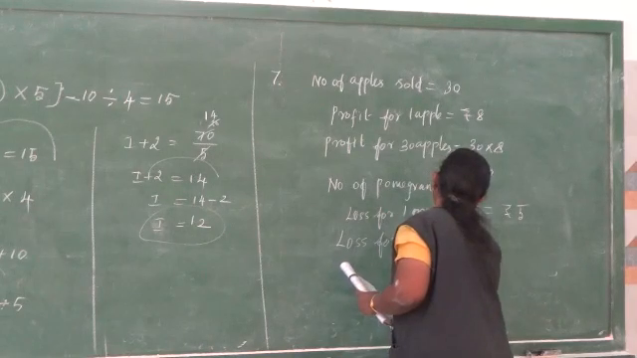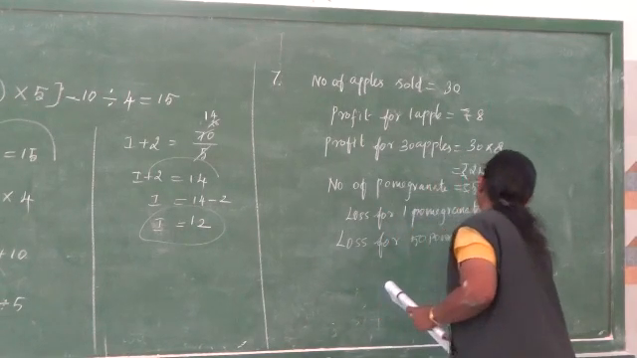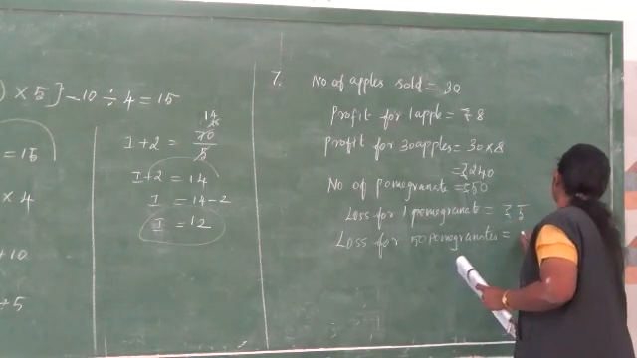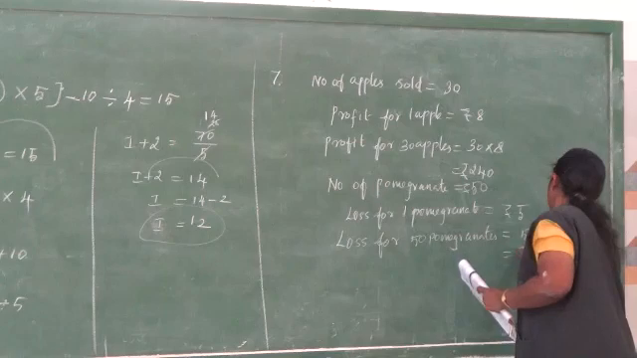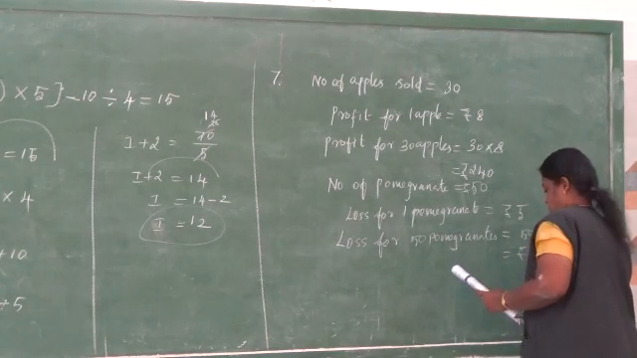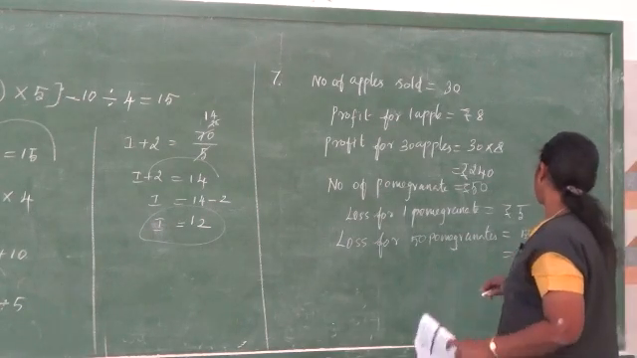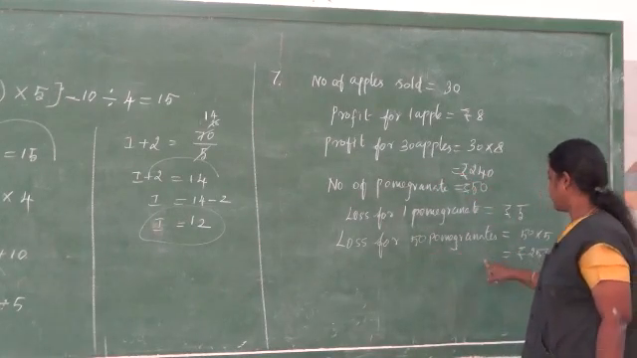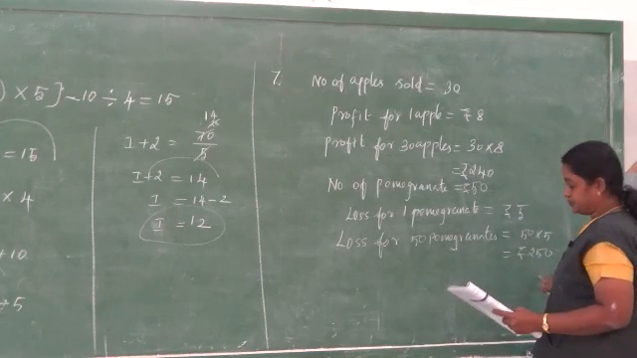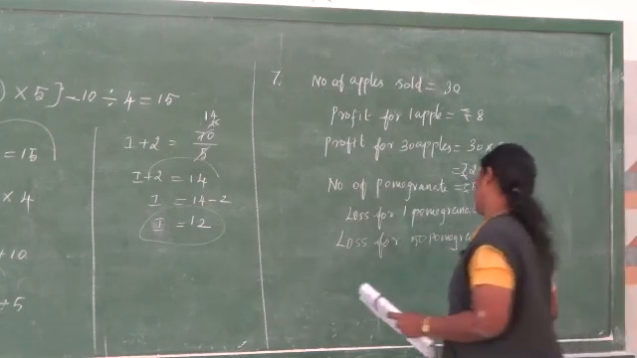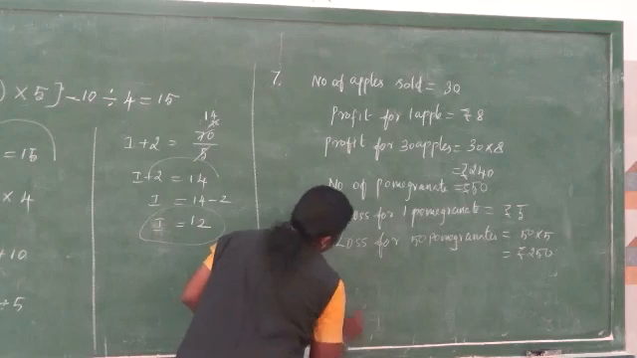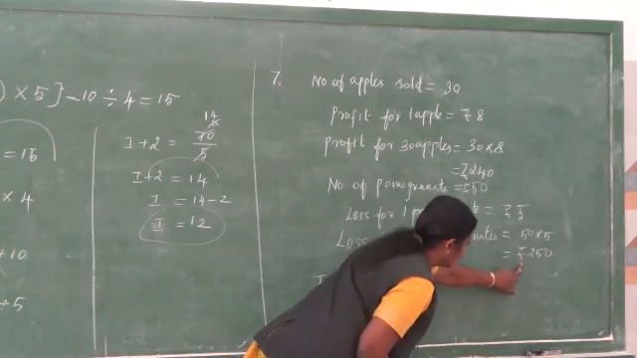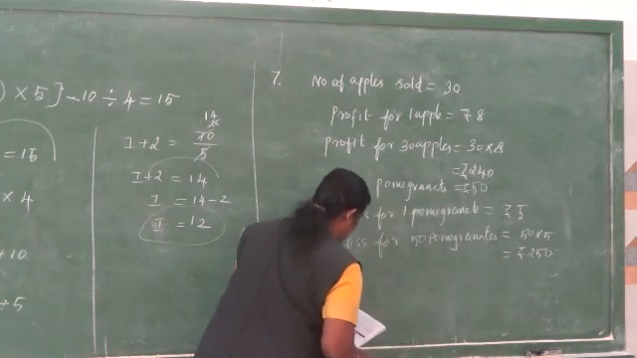Loss for 50 pomegranates equal to 50 into 5 rupees, 250. What is the profit or loss now? Here profit for 30 apples is 240, loss for 50 pomegranates is rupees 250. So you should subtract. Here profit is 240, loss is 250. Overall he is getting a loss.